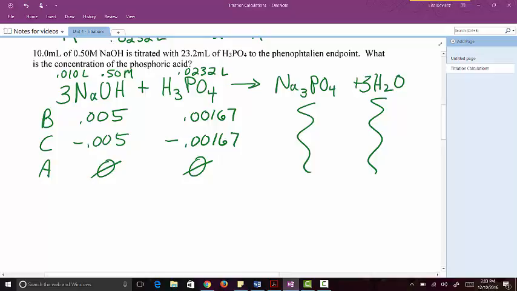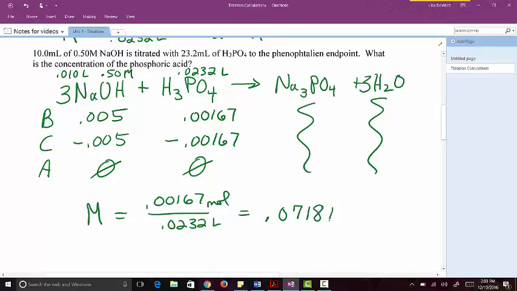Okay, and again, it wants the molarity. So 0.00167 divided by 0.0232 liters, and that gives me a molarity of 0.0718.